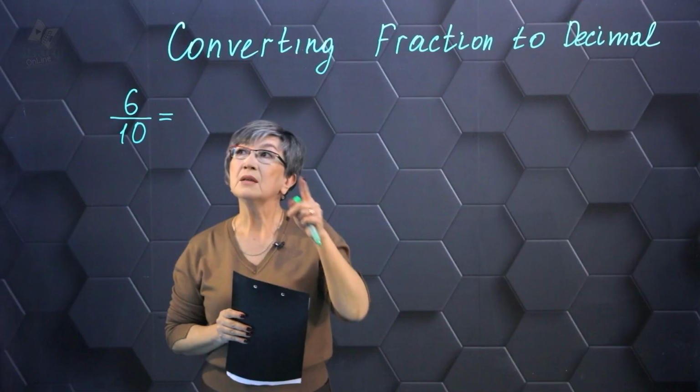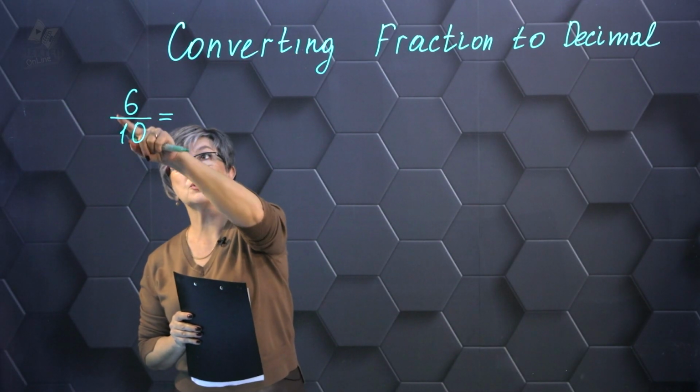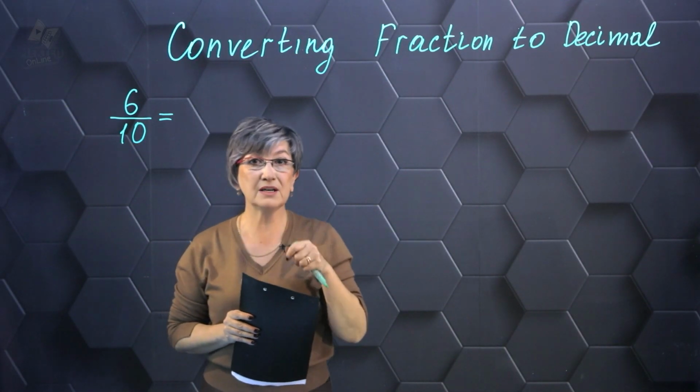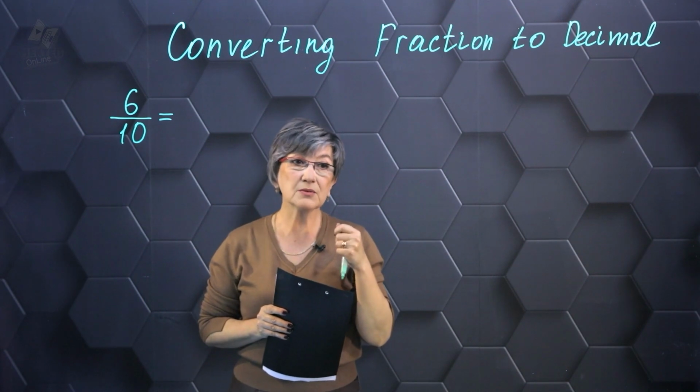Why is this done? The point is that arithmetic operations involving decimal fractions are much easier to perform than with ordinary fractions. Therefore, we need to learn how to convert a fractional number into a decimal fraction. So how do we do this? We need to convert the fractional number 6/10 and write it as a decimal fraction. How do we do it?